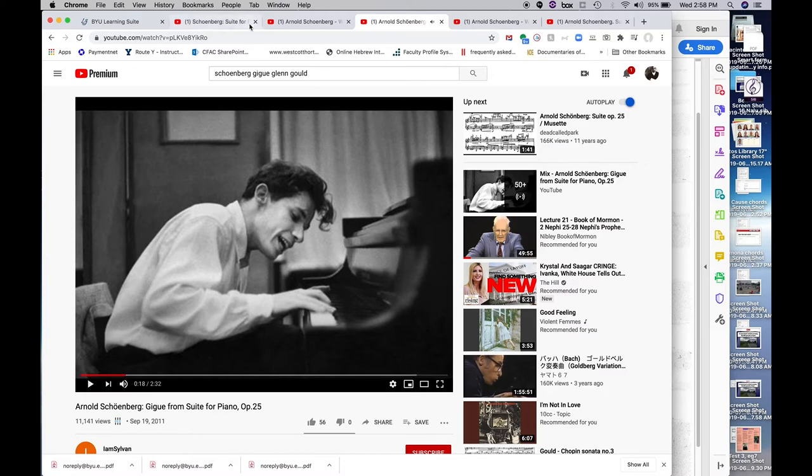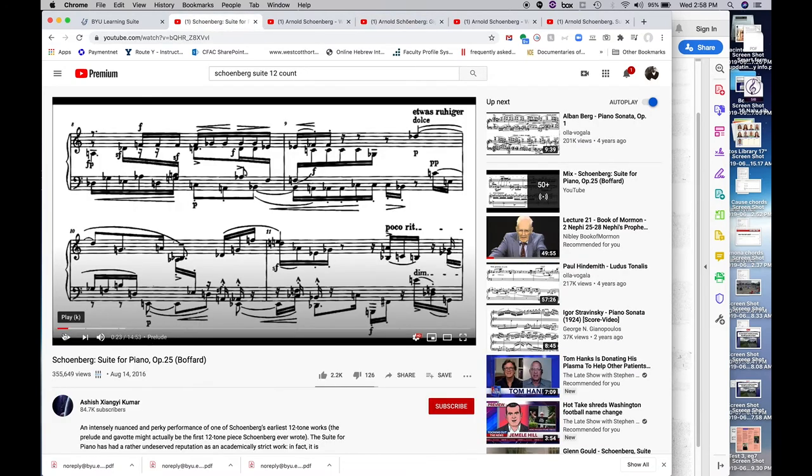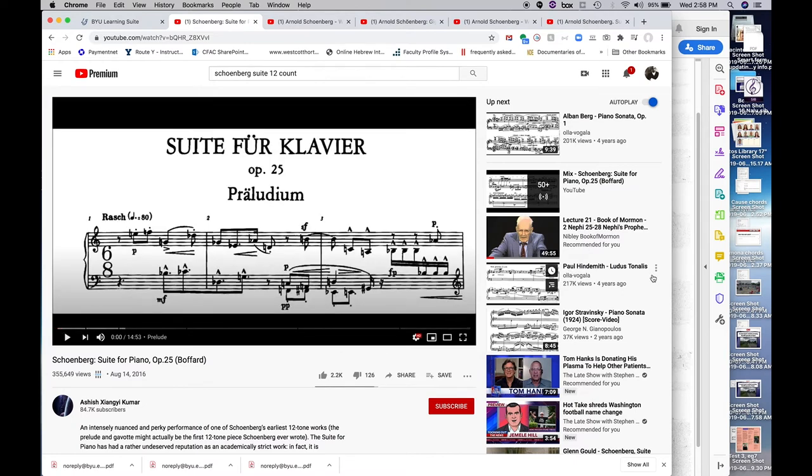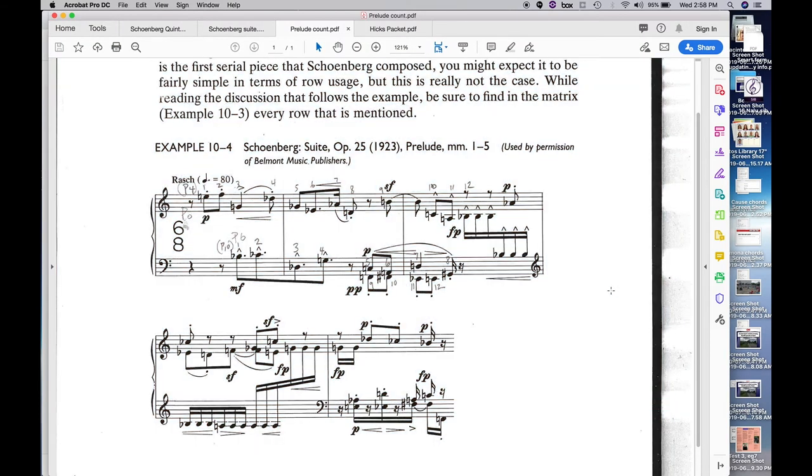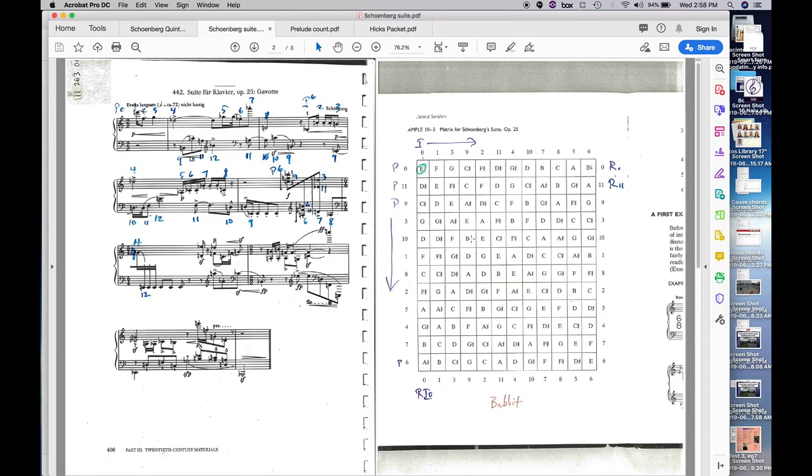So that's kind of fun. Anyway, back to the prelude. Let's look at the 12-tone count of that. Here we have the P0. This is second order serialism. So we have the P0 here. And you can check this: E, F, G, D flat. Let's look at our thing here. E, F, G, D flat.